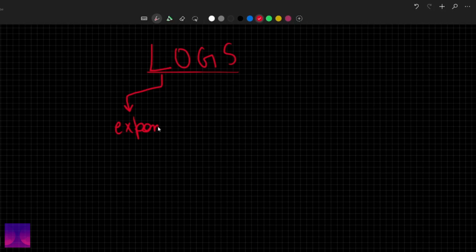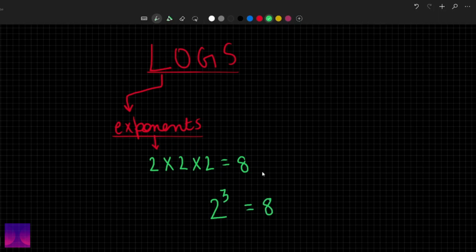Exponents. You might know them already, but basically exponents are an easy way to denote repeated multiplication. So let's say you want to do 2 into 2 into 2. In the exponential form, you write 2 into 2 into 2 is equal to 8 as 2 to the power 3 equals 8. Here, the number 2 represents the base, the number 3 represents the power, and 8 represents the value.